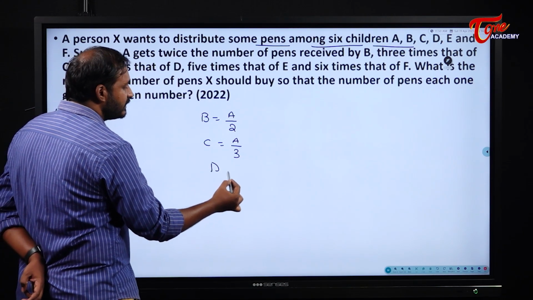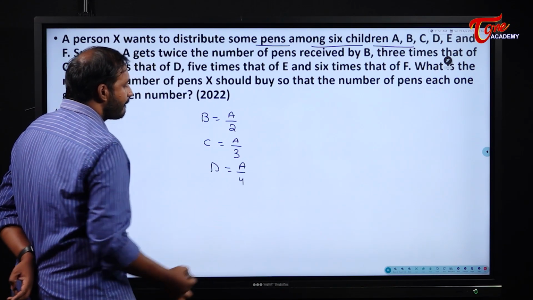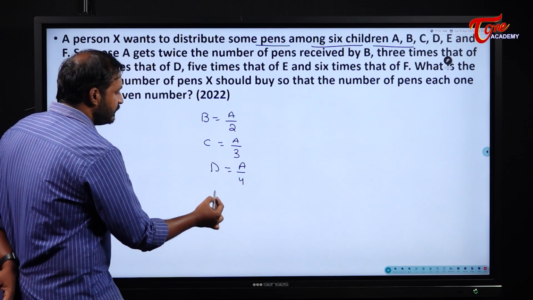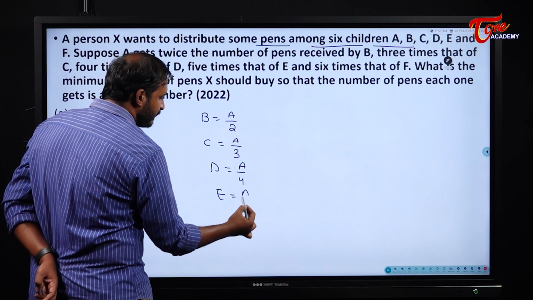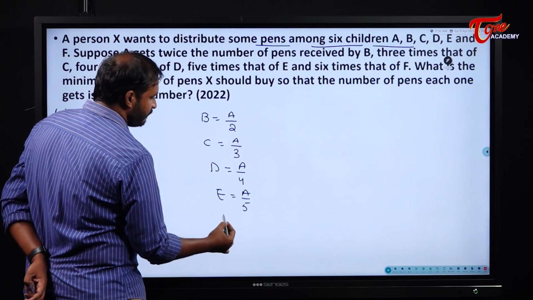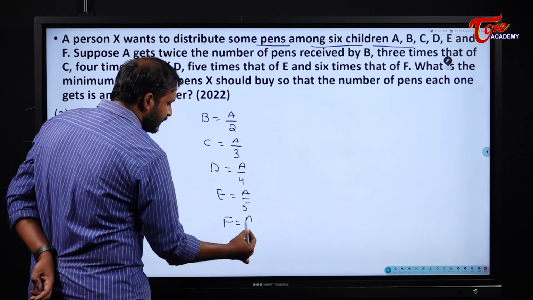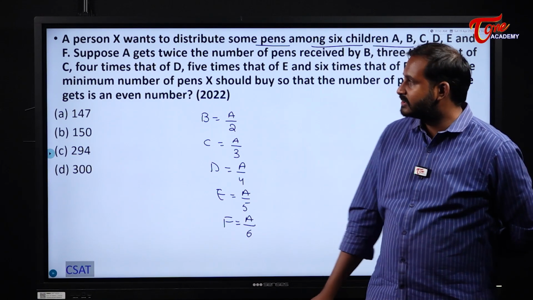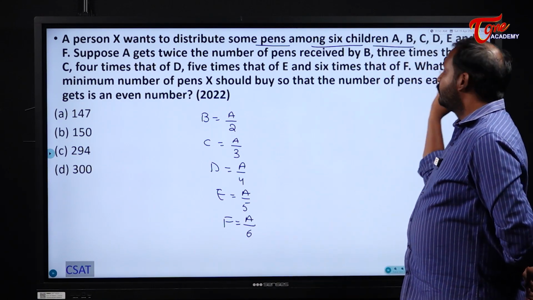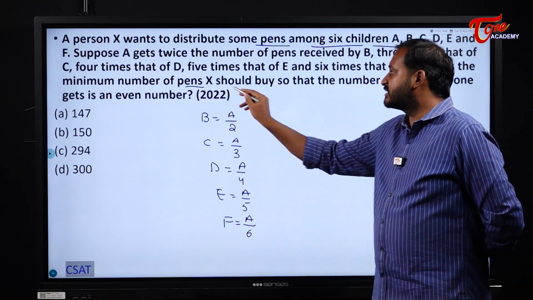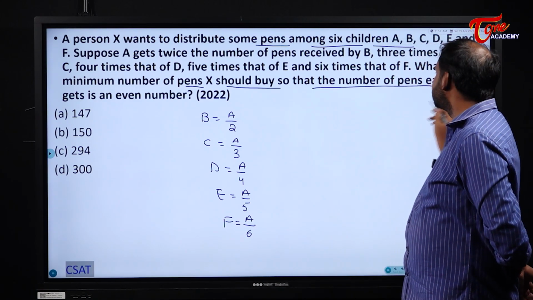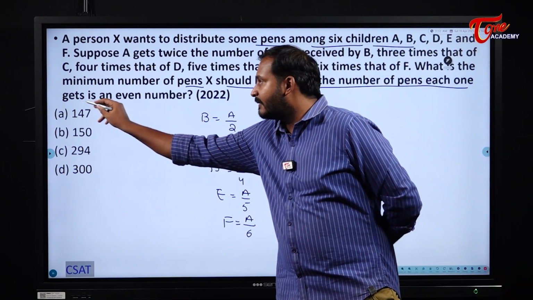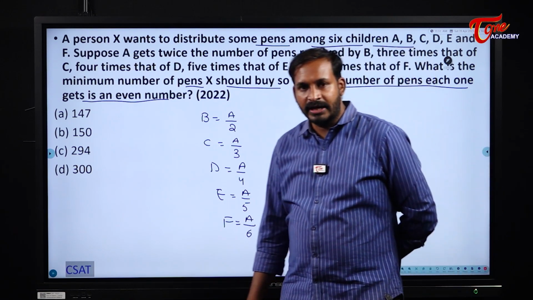Next, 4 times that of D. That means D will get A by 4. 5 times that of E, E will get A by 5. And 6 times that of F, F will get A by 6. Like this, right? What is the minimum number of pens X should buy so that the number of pens each one gets is an even number? Okay. Now, I need to get an even number.